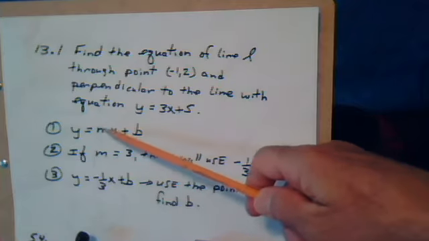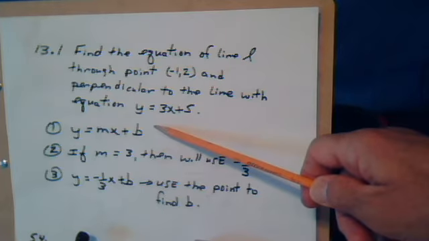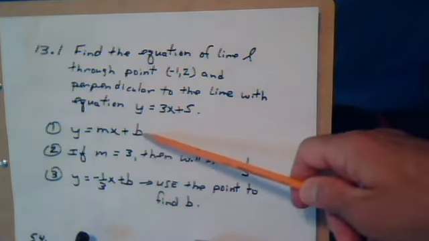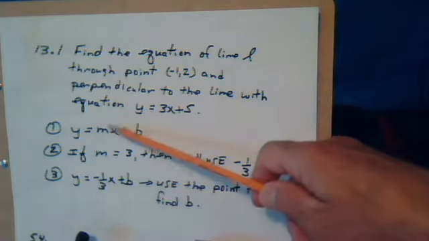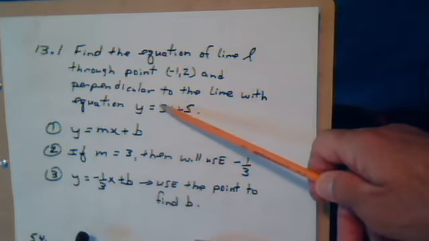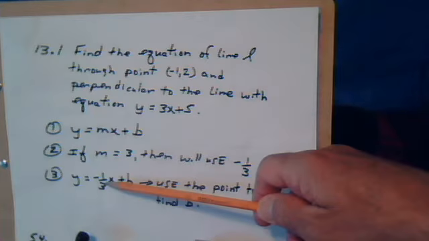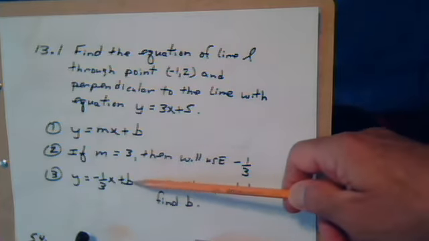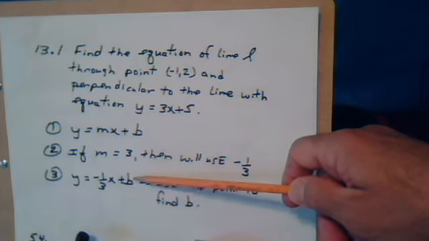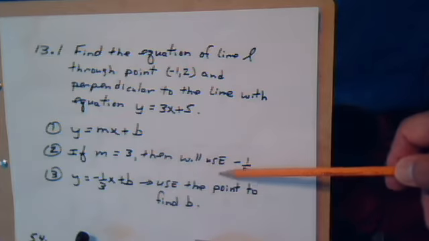You write y equals mx plus b. Then you fill in for the m and the b. Since these two lines are going to be perpendicular, all you have to do is take this slope, flip it around and change the sign, and plug it in for the m. We just need to find the b. To find the b, you use the point that was given.